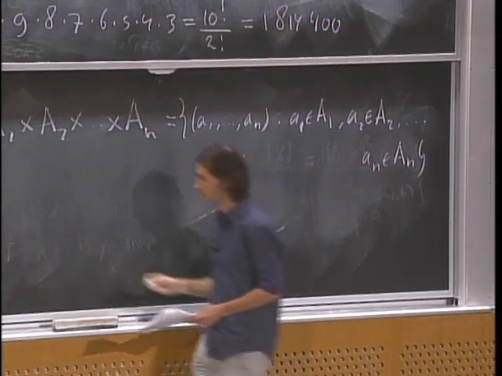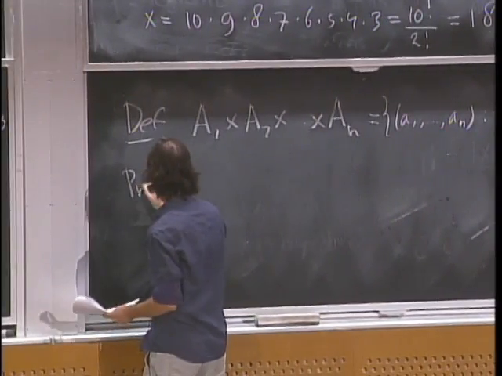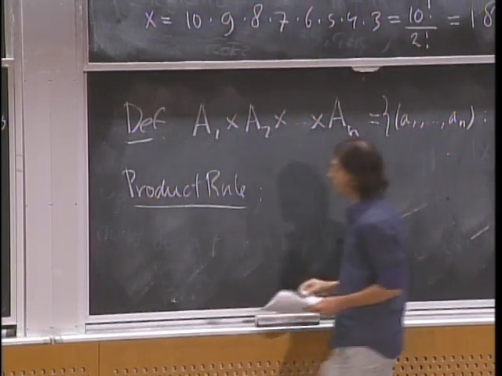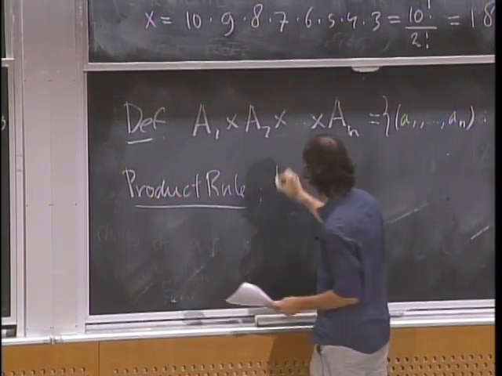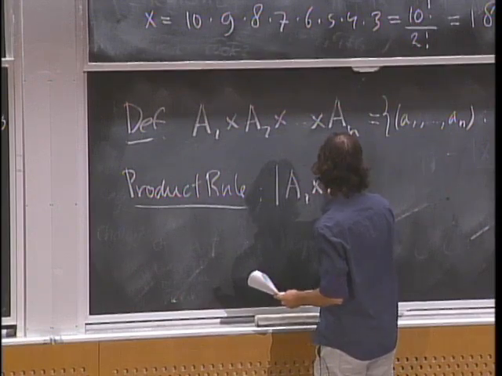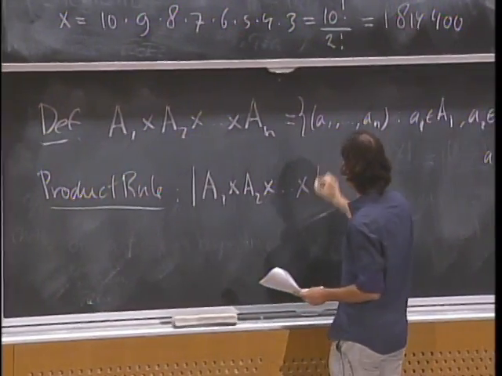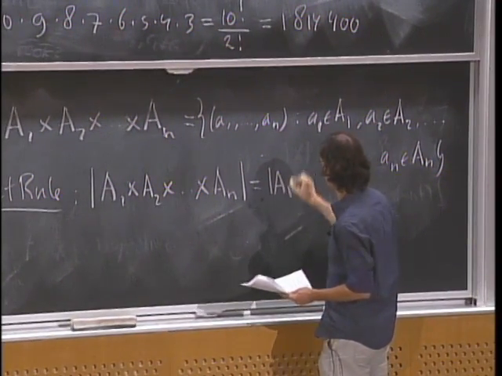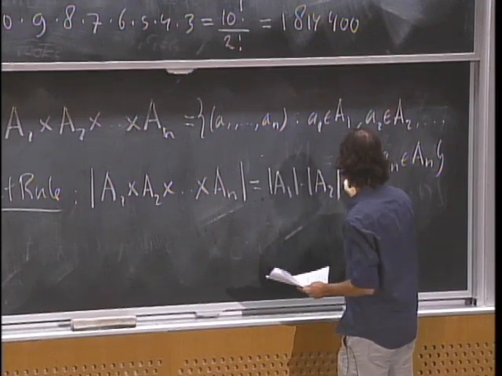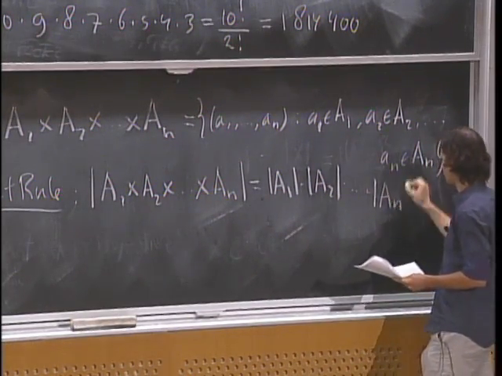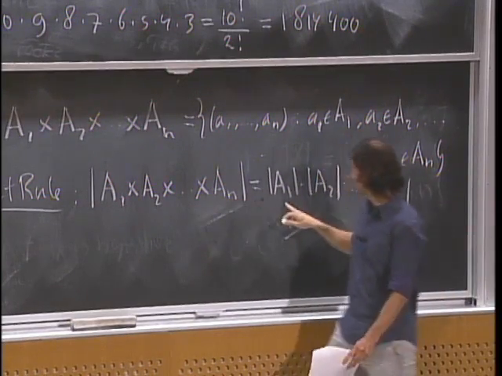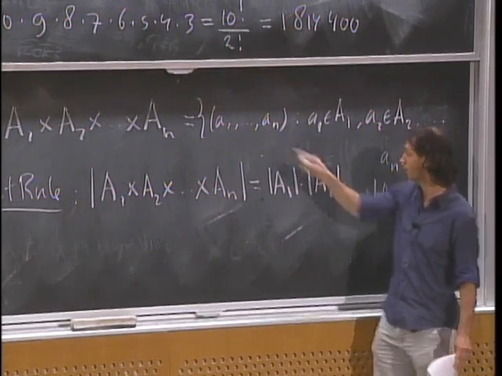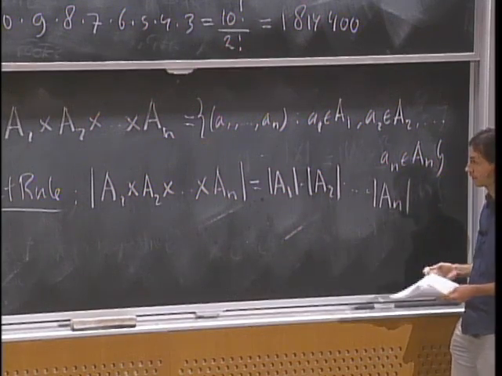Now the product rule tells us, by just applying that reasoning, that the cardinality of the product of all those sets is equal to the cardinality of the first set multiplied by the cardinality of the second set, and so on, up to the cardinality of the last set. Because we have this number of choices for the very first element, this number of choices for the second one, and so on, and we apply that rule and we see that this is the result.